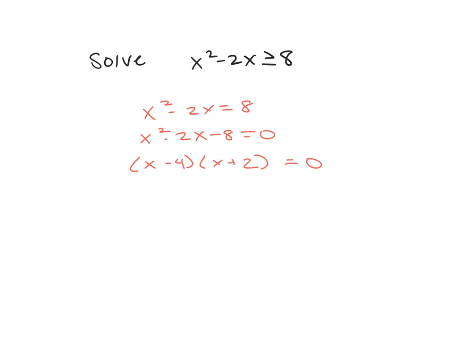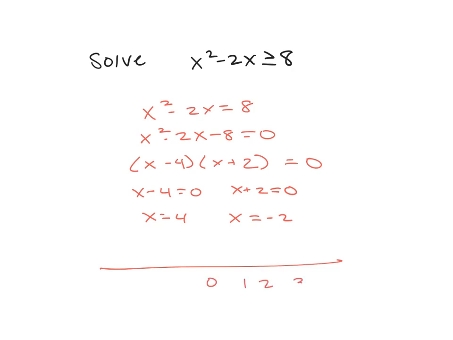And so we have x minus 4 times x plus 2. And we can split up our two factors to find out that x equals 4 and x equals negative 2. This gives us our two numbers for our number line. So we have 0, 1, 2, 3, 4. Let's add 5. And then we also have negative 1, negative 2, negative 3. And so on our number line, I have to decide whether to use an open circle or a closed circle. Because it says greater than or equal to, I'm going to use a closed circle. So I'm going to go ahead and draw that on.